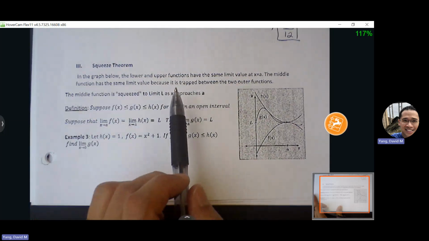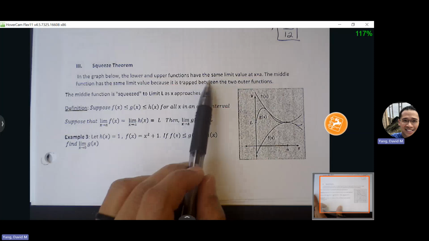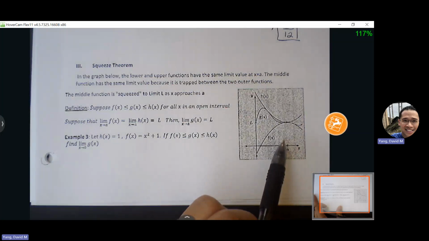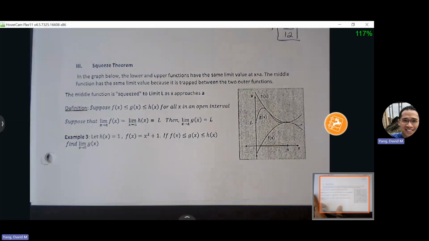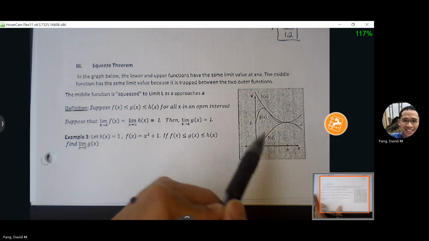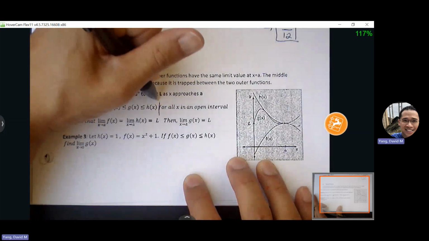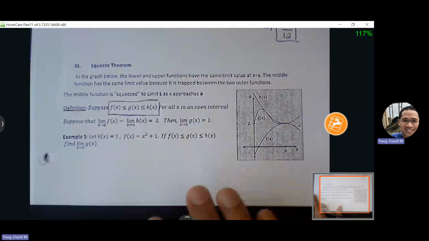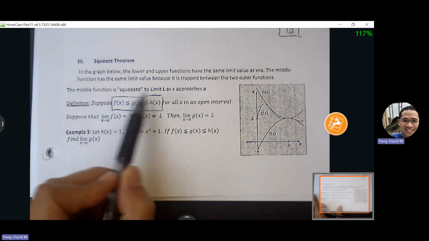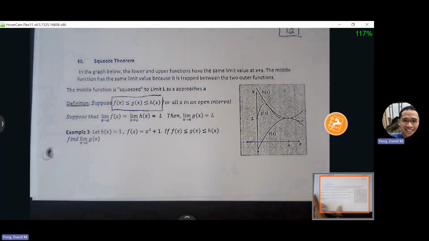So in the graph below, you have a lower and upper function with the same limit value at x equals a. So first off, there's three functions that will always be defined relationally. There's always going to be an upper function, a middle function, and a lower function. There's always going to be this relationship that the problem is going to give you at the very beginning. It's always going to be a lower function that's always less than or equal to a middle function, which is always less than or equal to an upper function. And the three functions will always stay in their place.